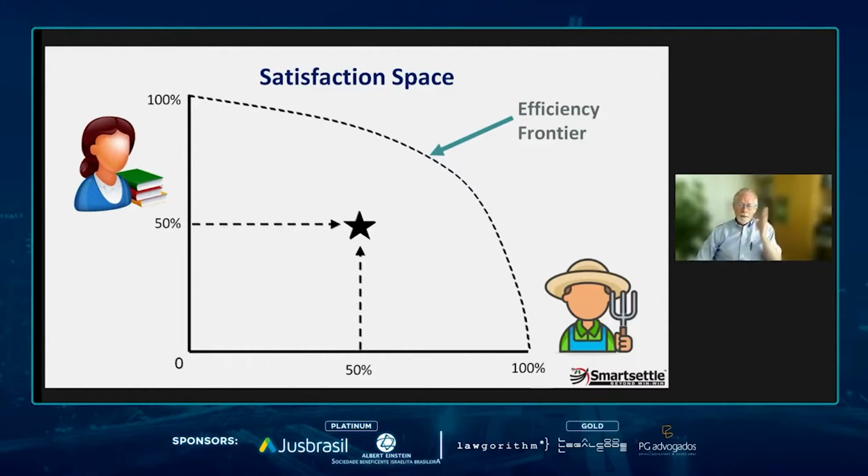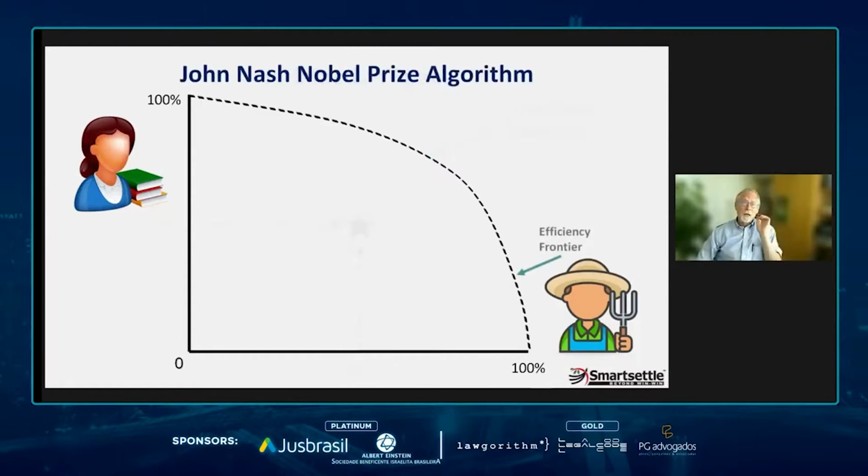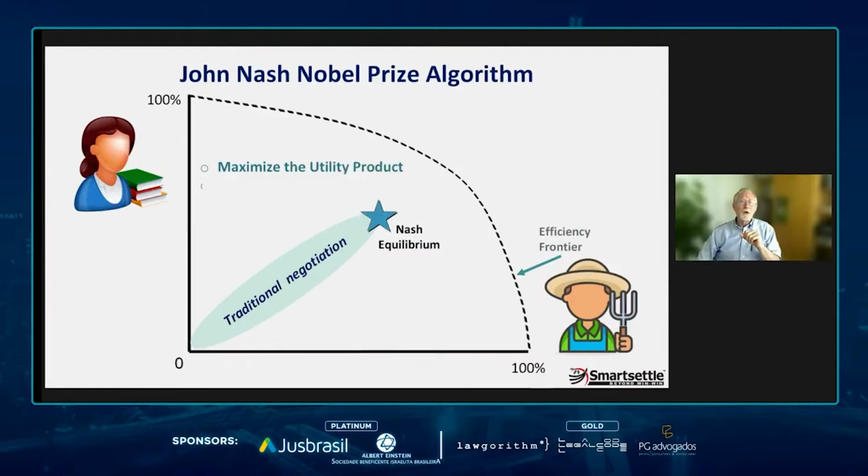A famous person called John Nash, Nobel laureate John Nash, worked on this quite some time ago, and he said traditional negotiations end up at the Nash equilibrium. However, with maximized utility product and a dose of collaboration, negotiators can get to an optimal solution.